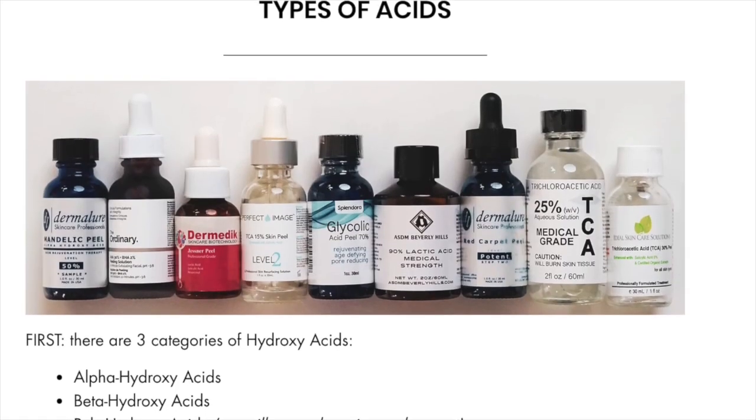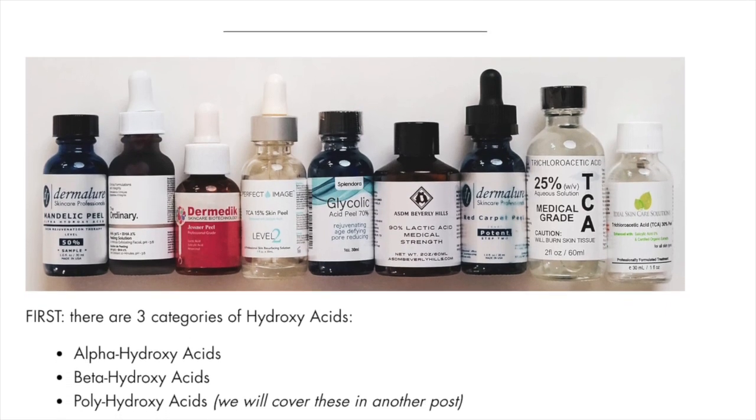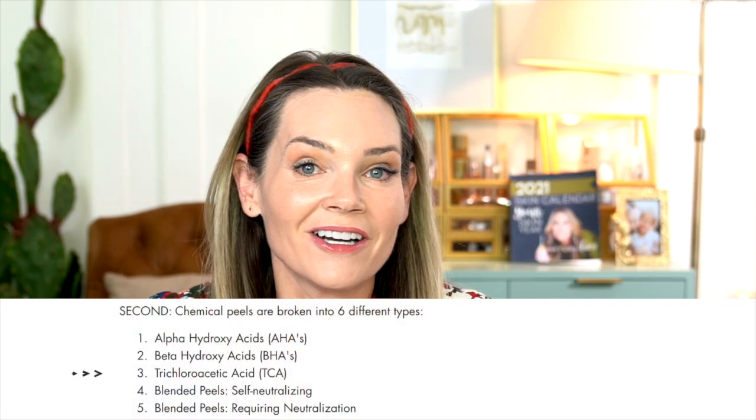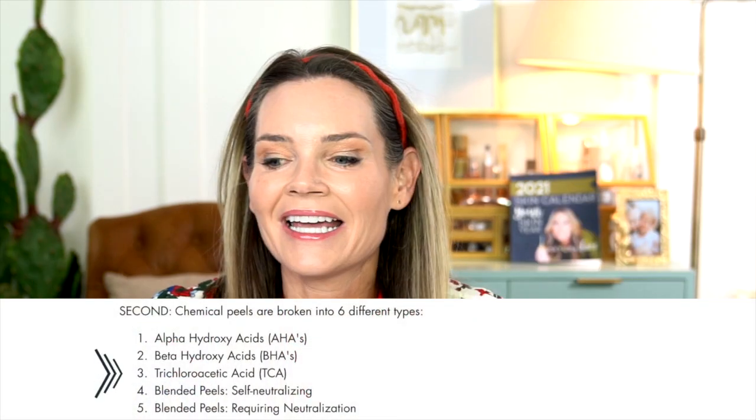So here we go. There are 3 types of hydroxy acids: alpha hydroxy, beta hydroxy, and polyhydroxy. Today we're going to be talking about alpha and beta. I'm not talking about poly. I'm also going to be talking about TCA and how I've enjoyed using that, plus blended peels.